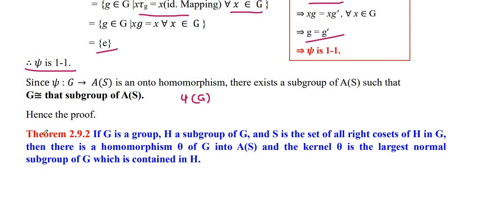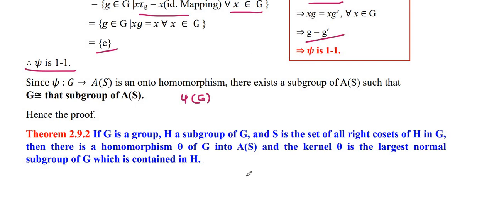Now in the generalized form, what we are going to have is, if G is a group and H is a subgroup of G, and S is the set of all right cosets of H in G, then there is a homomorphism theta of G into A(S), and the kernel of theta is the largest normal subgroup of G which is contained in H.